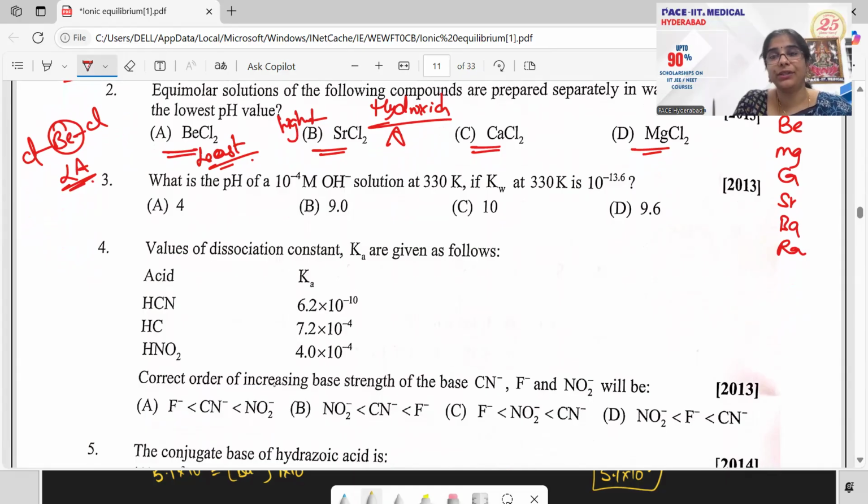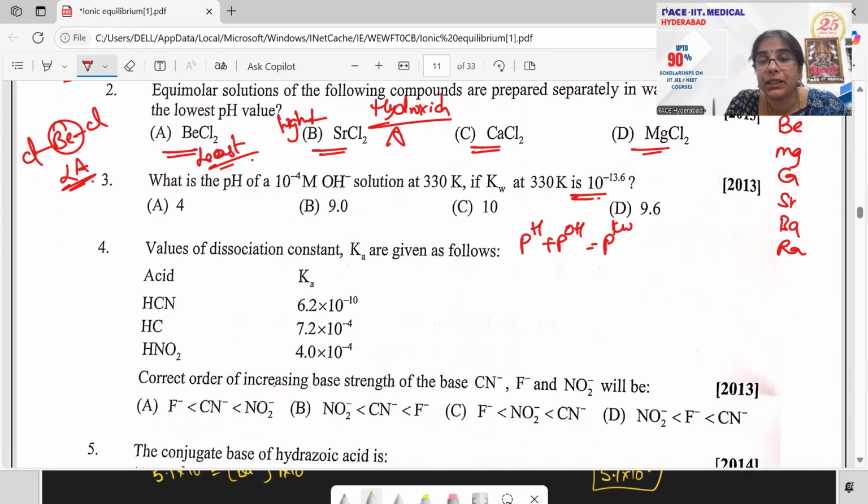Next, moving on with the third question there. What is the pH value of 10 power minus 4 molar OH minus solution if Kw at 330 is given to you as this much? So we know what pH and pOH are, right? pH plus pOH is equal to pKw, and pKw is nothing but your 14 value that we know.